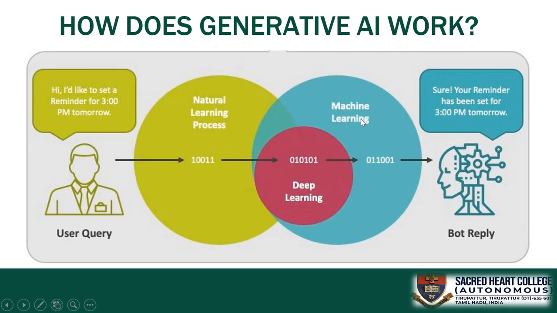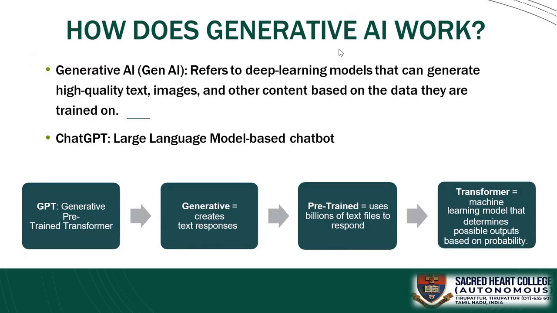This processed data is converted back into meaningful text. The system learns over time to improve responses. Finally, it goes to a bot reply. The AI generates a response. Sure, your reminder has been set for 3 p.m. tomorrow. The chatbot successfully interprets and processes the request. This is how it works.